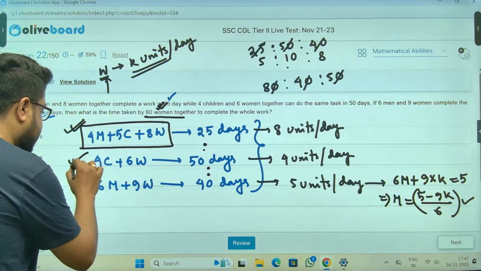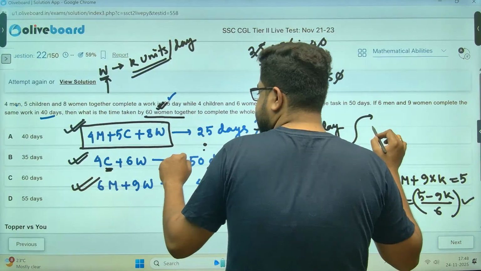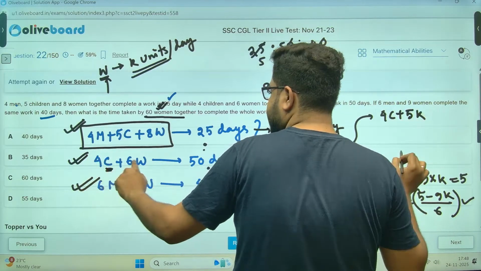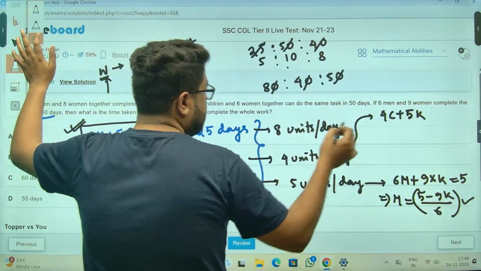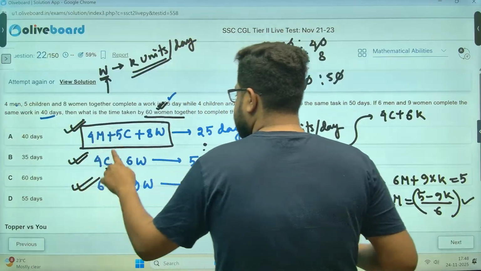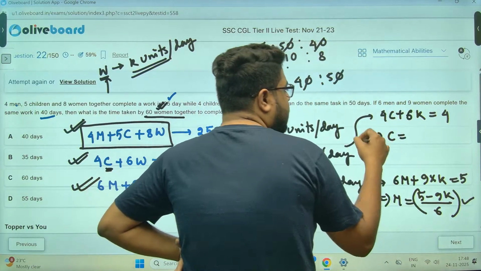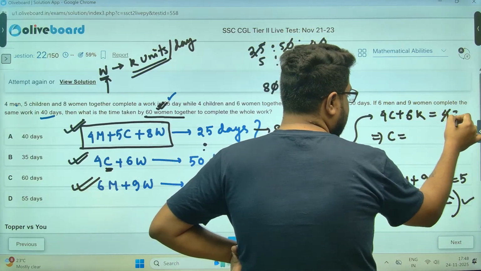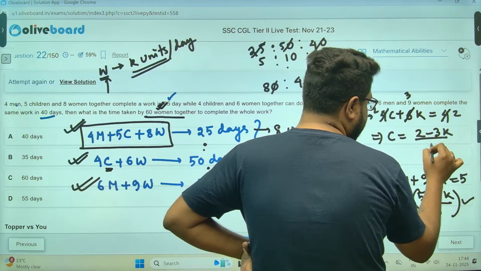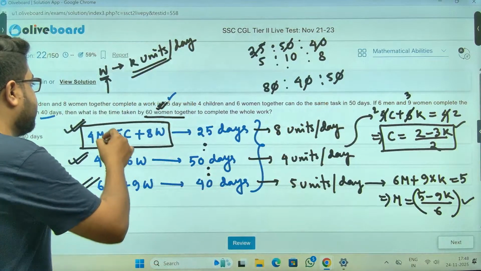Similarly, take this equation and figure out every child's. This will be total 4. So 4 child plus 6 woman, sorry, 6 woman, is equal to 4 units. So child's efficiency is 4 minus 6K, cancel 2, this is 3, this is 2. So 2 minus 3K divided by 2, sir. This is child's efficiency.